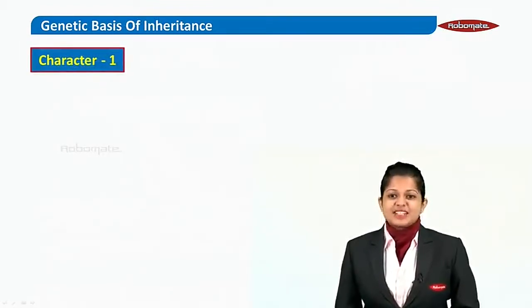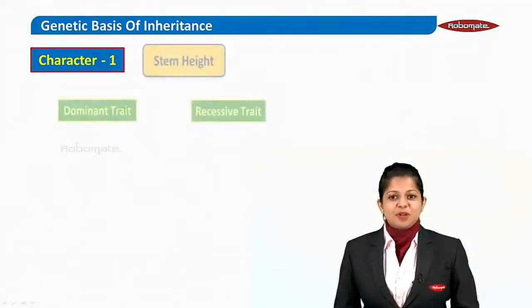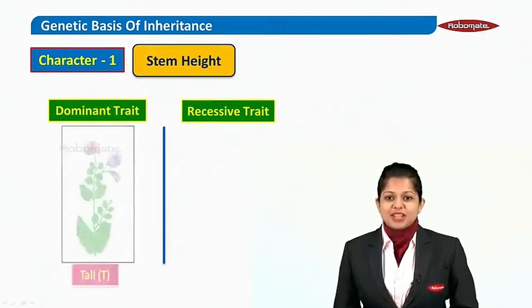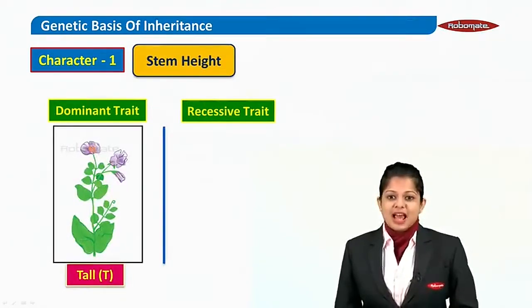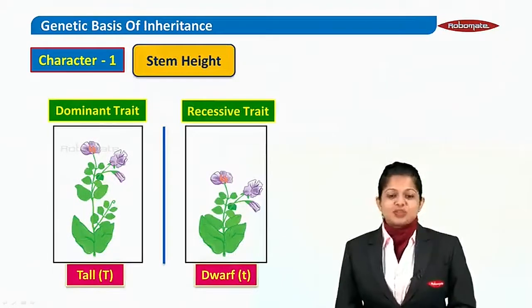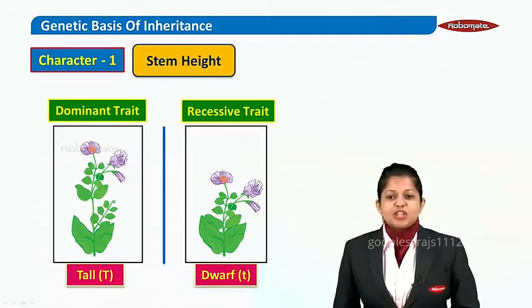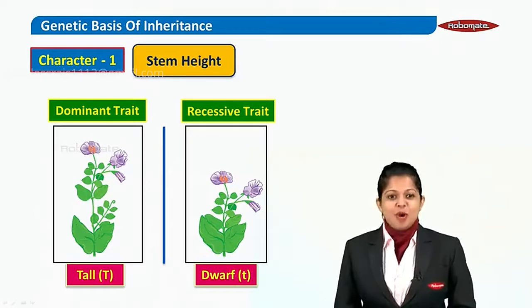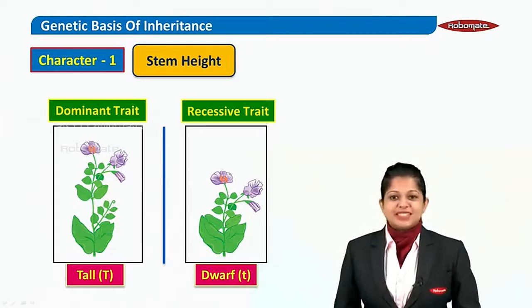The first character Mendel chose for the experiment was stem height, where the dominant trait was tall height, whereas the recessive trait was dwarf height. The tall represented by capital T, whereas the dwarf represented by small t.